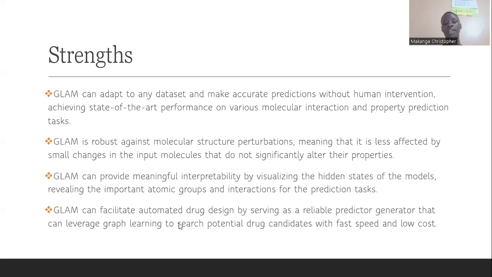Yeah, so as the authors said in the beginning, they were looking for something that is fast and low cost, and that can be reliable and flexible. So because of its adaptability to different data sets and its performance without human intervention, that makes it a very good method for predicting drug efficiency or for identifying potential drug candidates.